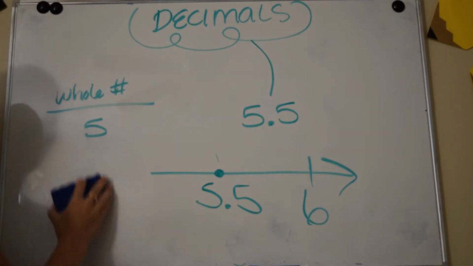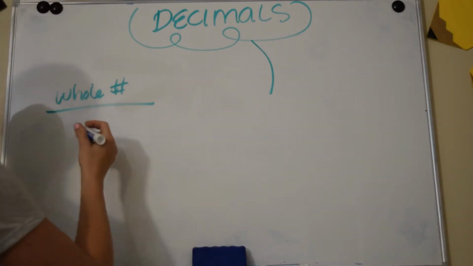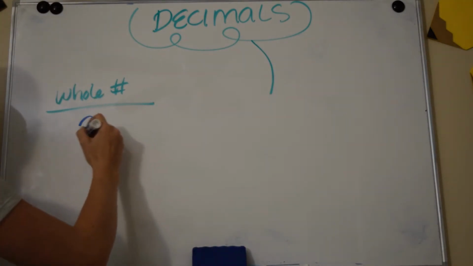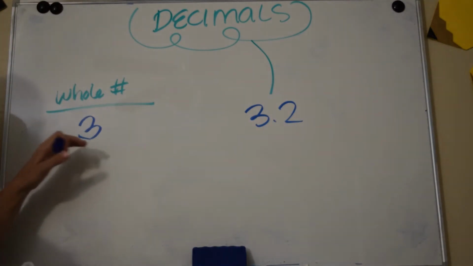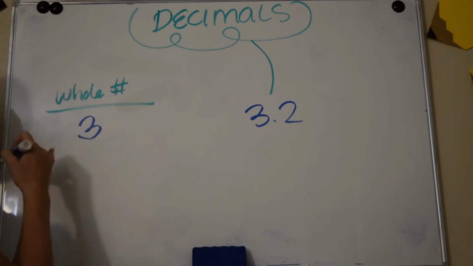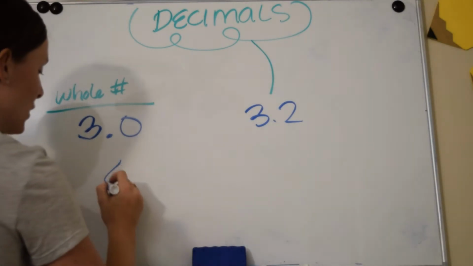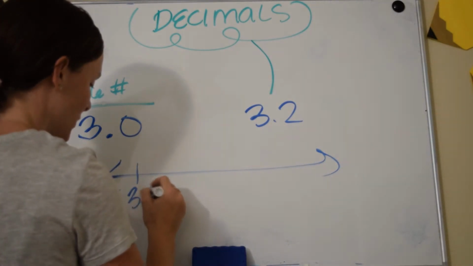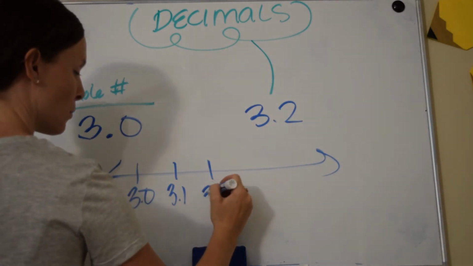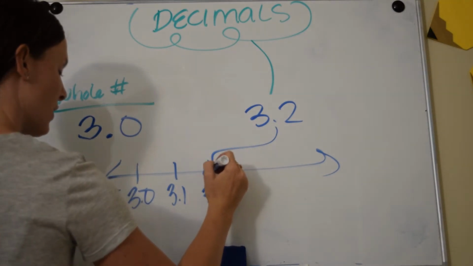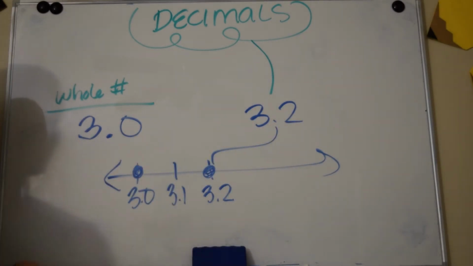So let me show you another example. What if I had the whole number 3, and then my decimal was 3.2? Well, this is only 3, or the same thing. You can say 3 is the same thing as 3.0. Essentially, you have infinite amounts of zeros. So if I'm on a number line, here's 3, or 3.0. Where would 3.2 go? Well, here's 3.1, and the next would be 3.2. 3.2 is over here. So I'm showing you this again to see that 3.2 is bigger than 3.0.